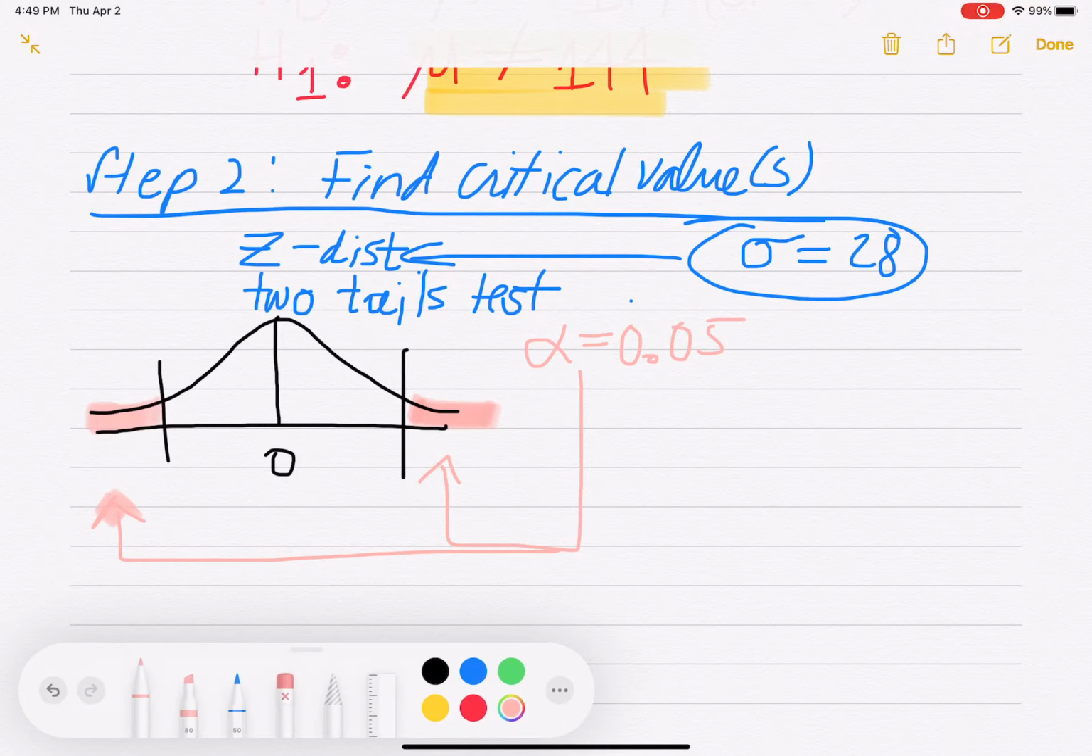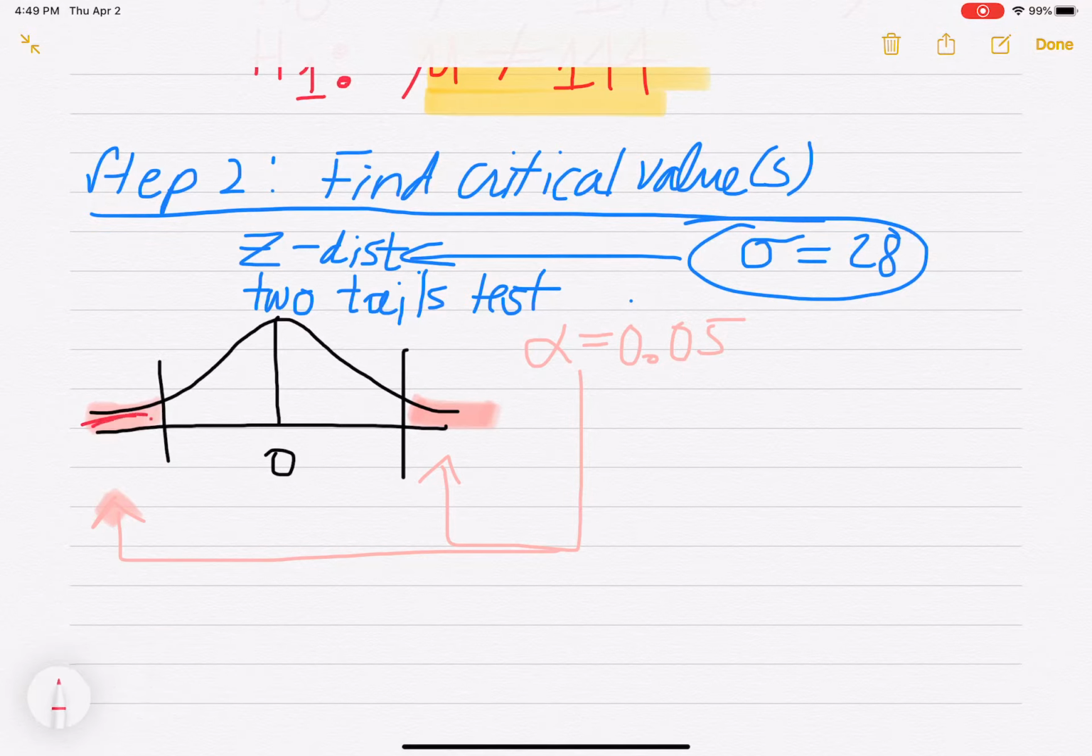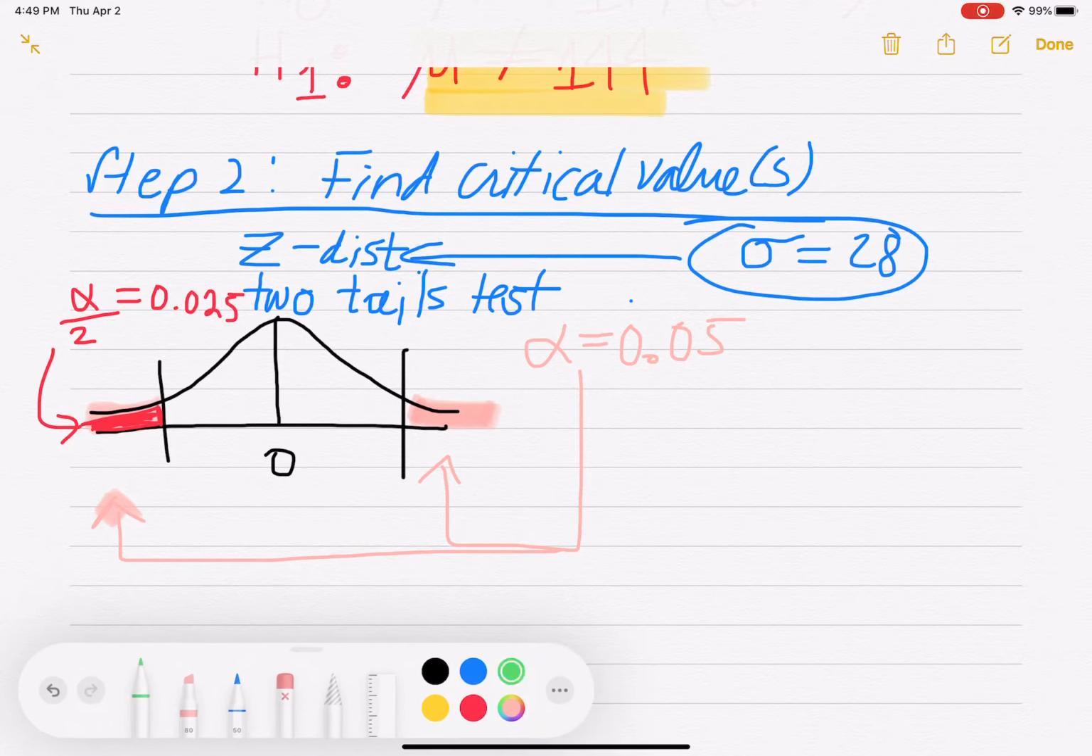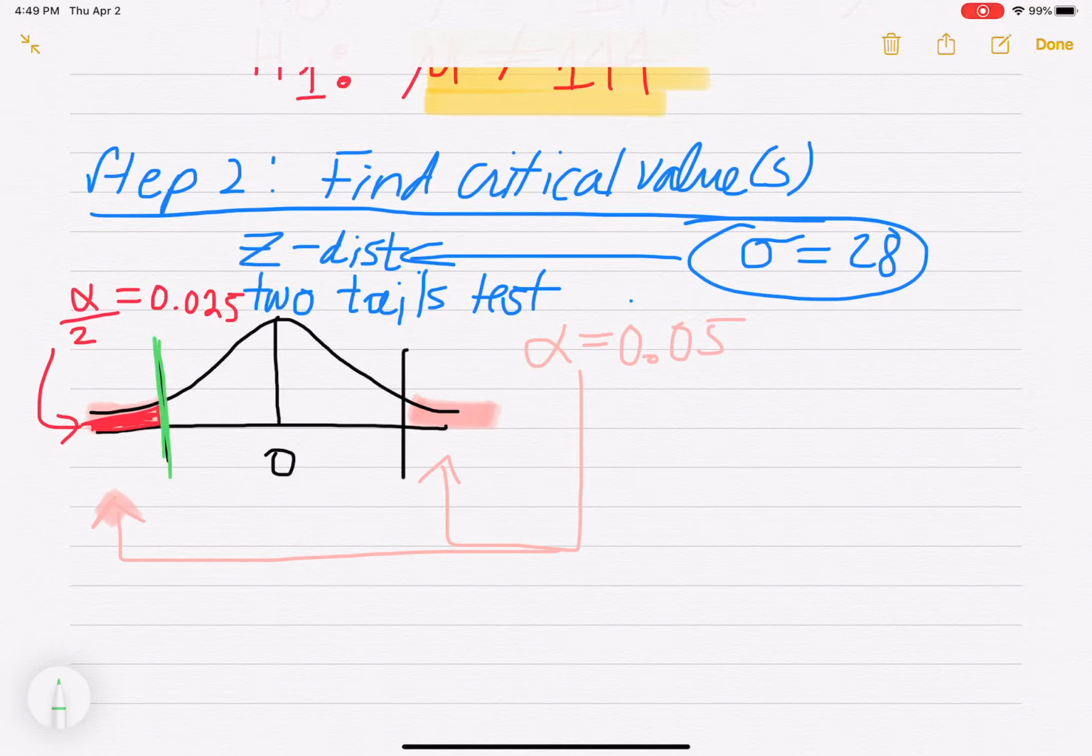Now, we want to just focus on the left tail right here. Take alpha divided by 2, because there are two tails. So just the left tail is going to be alpha divided by 2. If we take 0.05 divided by 2, we're going to get 0.025. And that's just in the left tail here. Now, I'm going to have two z-scores. I'm going to have a z lower star right here and a z upper star up here. The first thing I want to do is find the z lower star. Once I find that, I can easily find the z upper star.